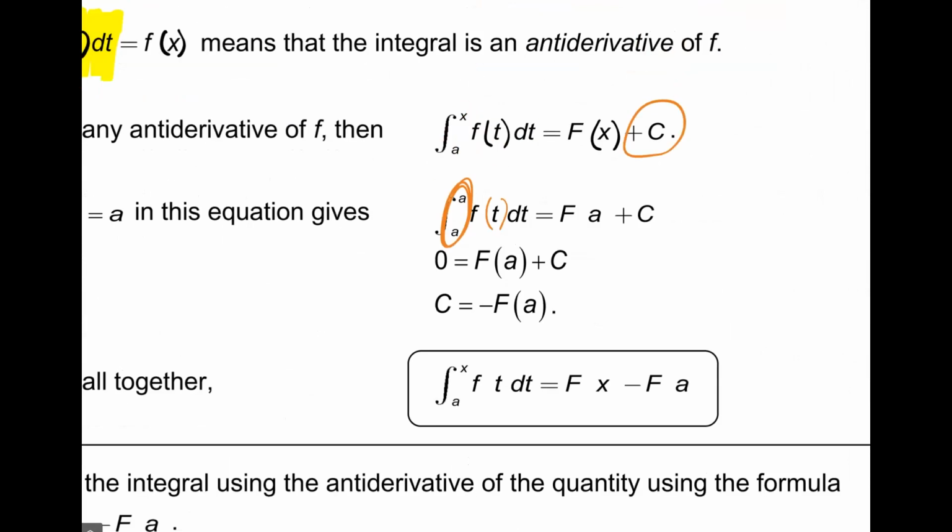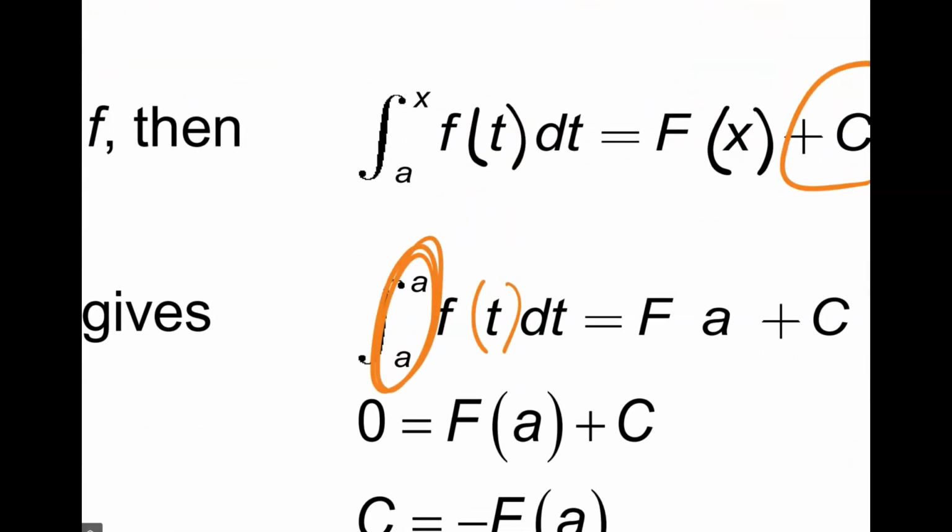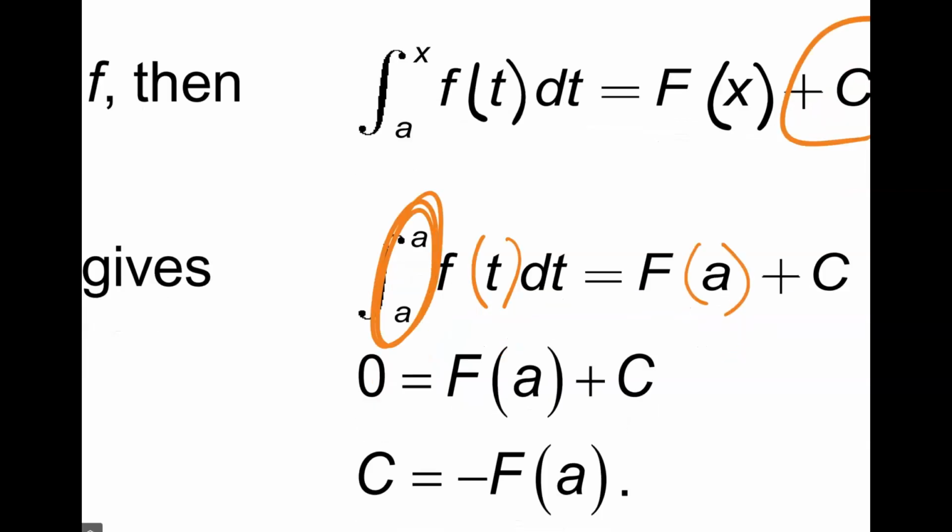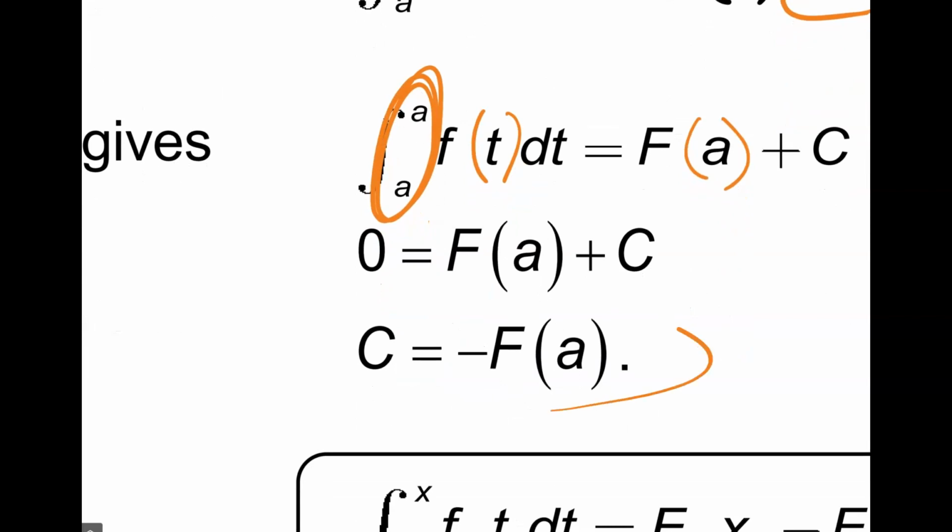Okay, so if I instead set x equal to a, I am having the same bounds on top and bottom. Therefore, we know this should equal 0. So this means F of a plus c is equal to 0, and this is exactly what I was just talking about. You plug in your initial values, and you can find what your c should be.